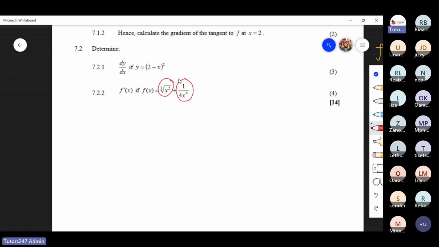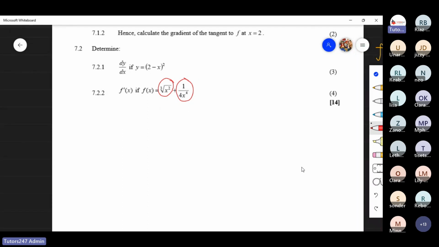So an important rule to remember, if your variable that you are deriving with respect to is underneath a surd, a root sign, whether it's the square root, cube root, fourth root, fifth root, sixth root, it does not matter. That is called a surd, as long as you have a root sign. So if your variable is underneath a surd, you cannot derive. You need to change the form before you can derive.